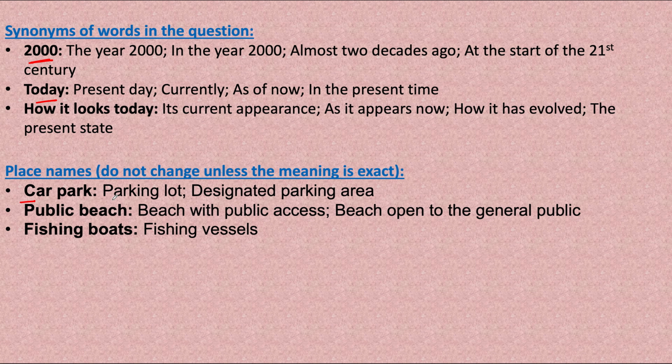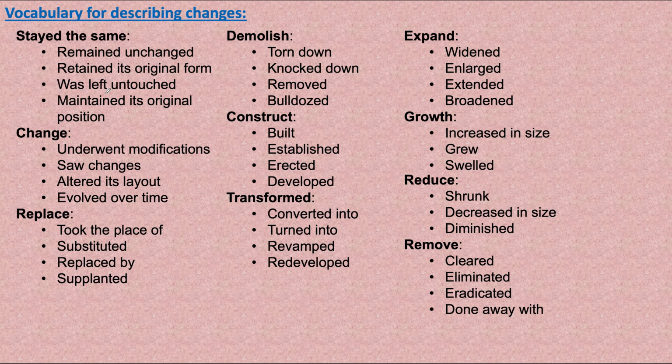Instead of car park, I can write parking lot. For public beach, I can write beach open to the general public. Fishing boats can be written as fishing vessels. But most of the names of the places I will leave as it is in my writing.